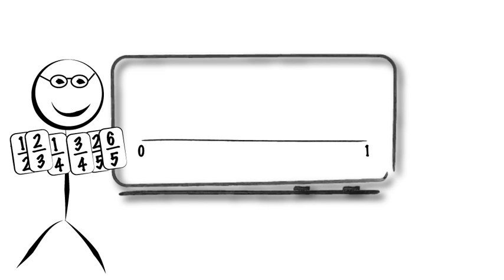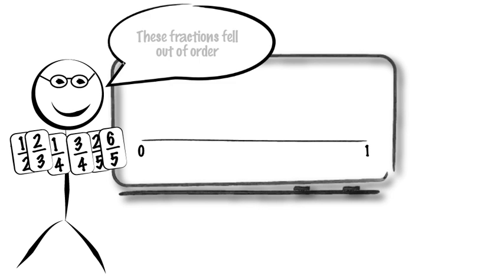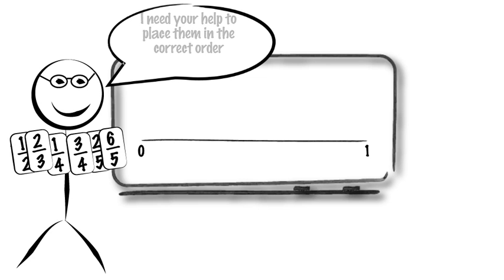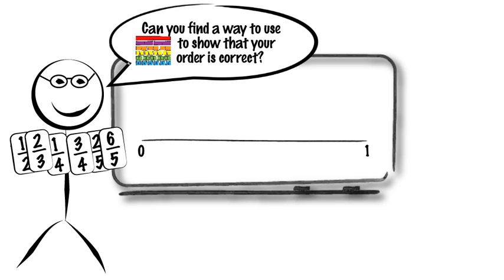The number line investigation CDT is shown here. These fractions fell out of order. I need your help to place them in the correct order. Can you find a way to use fraction bars to show that your order is correct?